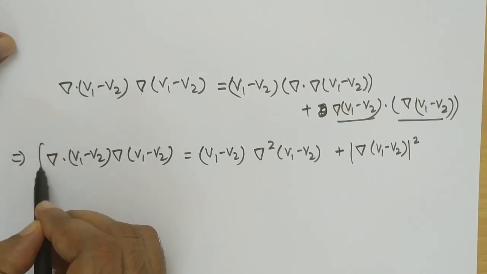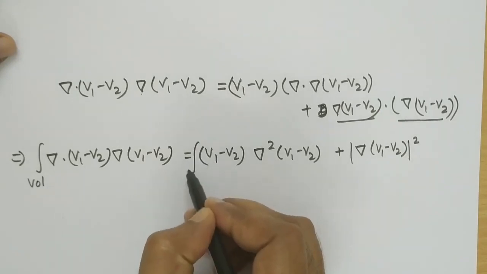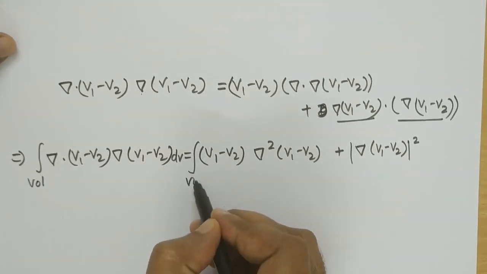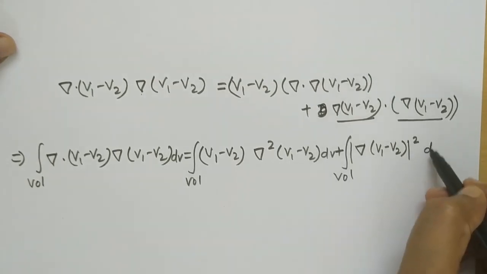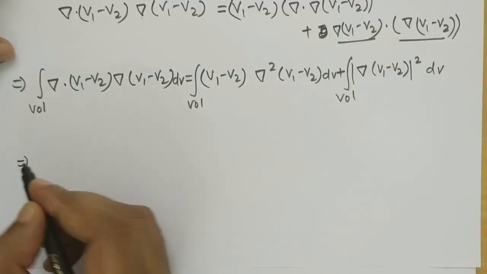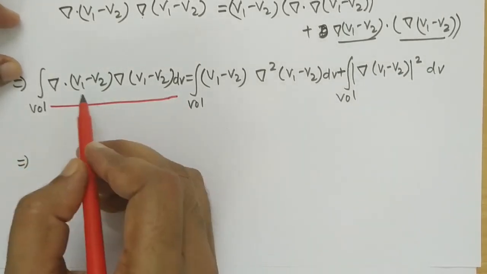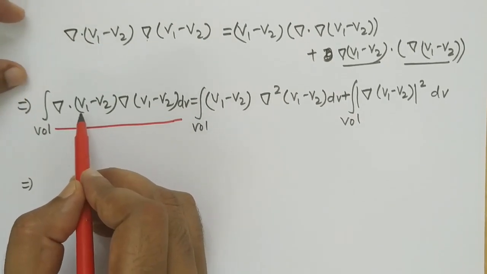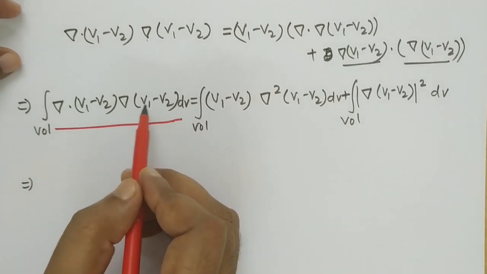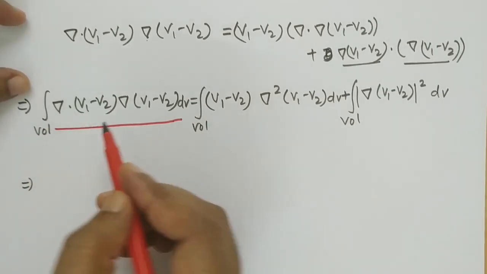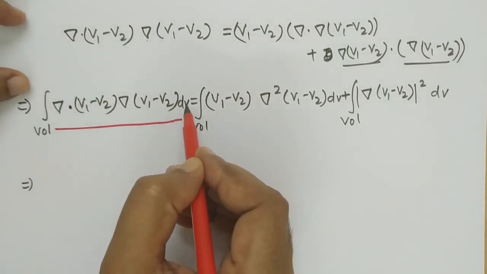Now integrate this using volume integration on both sides. So we have to put a dv here, volume integration, dv here, here also volume integration and dv. Now take the first term here in the left hand side and see v1 minus v2 is scalar, so it is in the multiplication of the integrand, and here it is a divergence of some function dv.